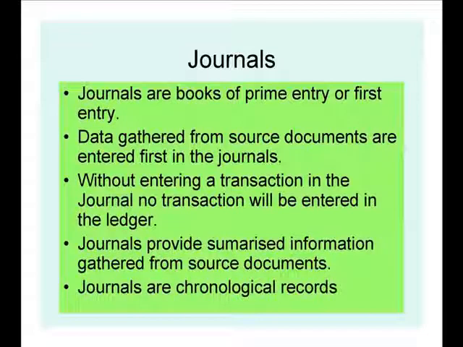Journals provide summarized information gathered from source documents. From source documents we gather item by item and then record, and in the journals you record item by item and then you get the total. Totalling means summarizing a particular transaction, a particular type of transaction.